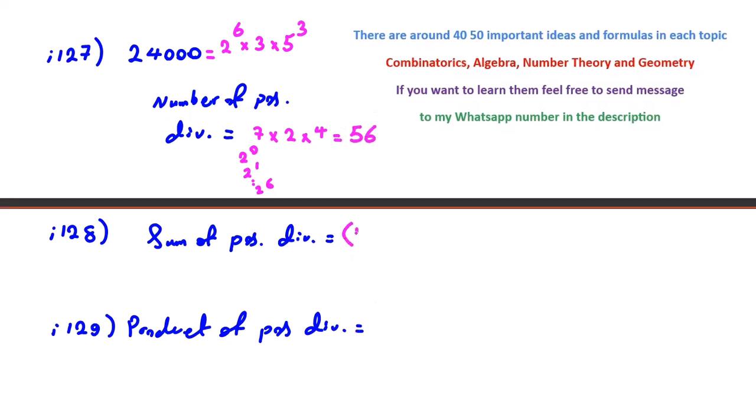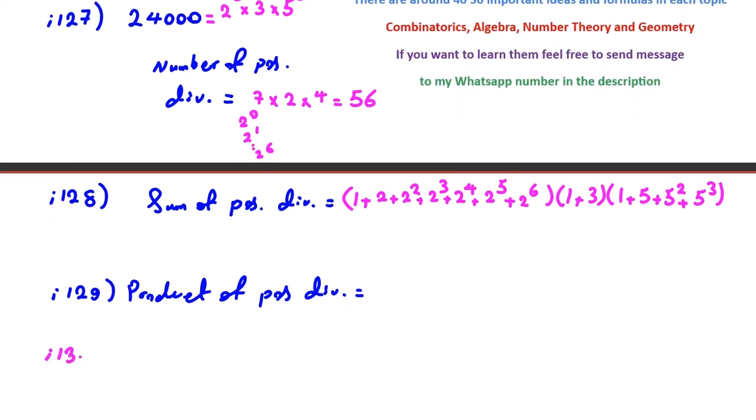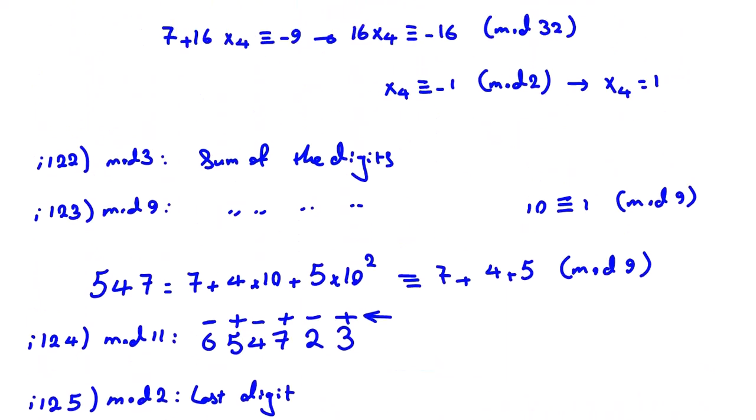Sum of positive divisors. The ideas are important, not only the last answer. So here, for 2, you say 1 plus 2 plus 2 squared plus 2 cubed plus 2 to the 4 plus 2 to the 5 plus 2 to the 6, times 1 plus 3, times 1 plus 5 plus 5 squared plus 5 cubed. Okay? And for the product of positive divisors, you should use the rainbow or Gauss idea. Let me write rainbow. It is an important idea. Rainbow or Gauss idea. So let me see how many homeworks have I told you.